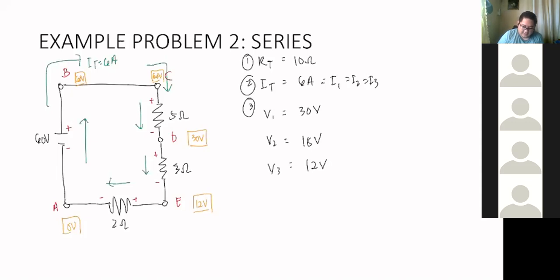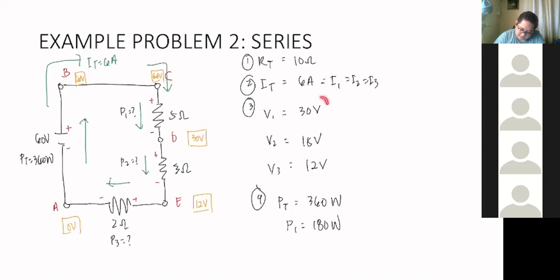Next is yung value natin ng power. Okay, so ano yung total power natin mula doon sa battery? We have I times V, 360 watts. So, yun yung PT natin dito. So, ano yung P1 natin? P2 and P3. P1 natin is 180 watts. Okay, 180 watts.